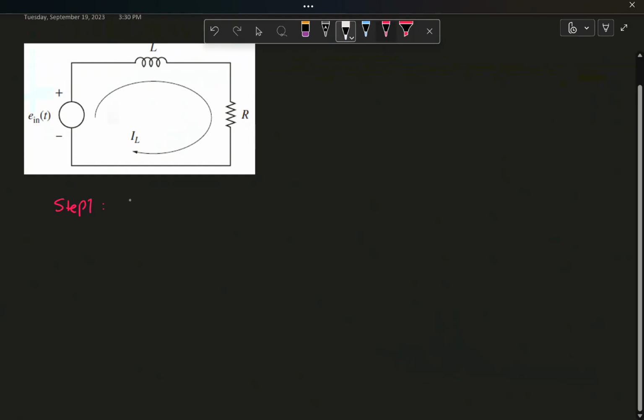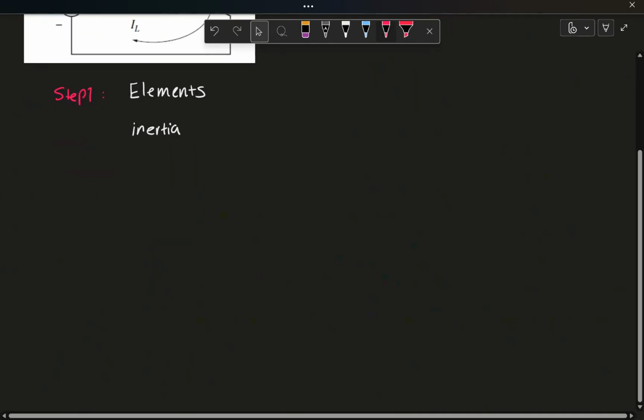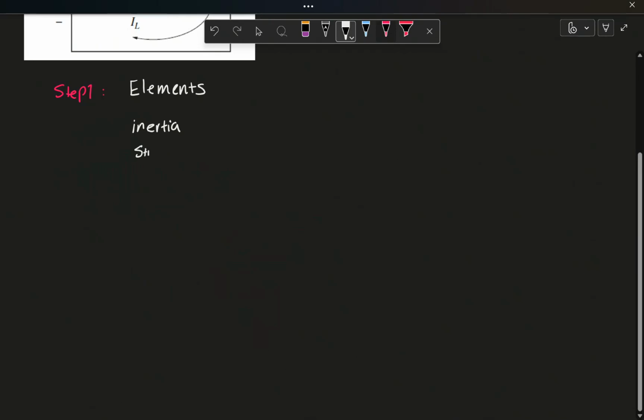So, step one is listing the elements in the system. So, elements in terms of inertia, stiffness, friction, also the sources, and the number of ODEs.